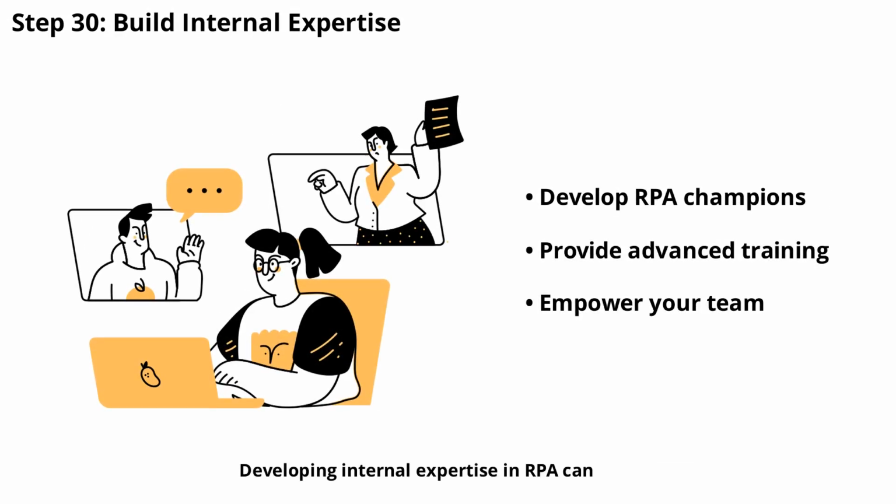Developing internal expertise in RPA can make your automation program more sustainable. Identify team members who can become RPA champions and provide them with advanced training. Building in-house skills reduces reliance on external vendors and empowers your team to drive automation initiatives forward.